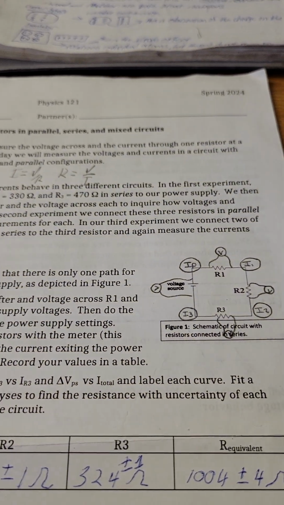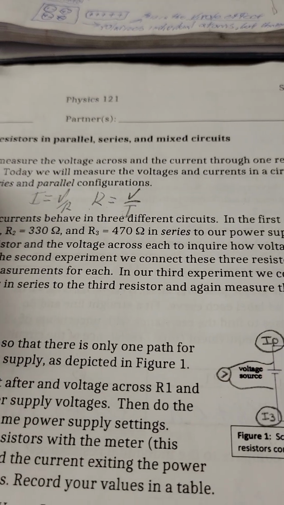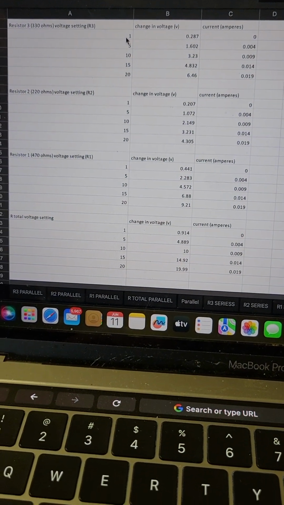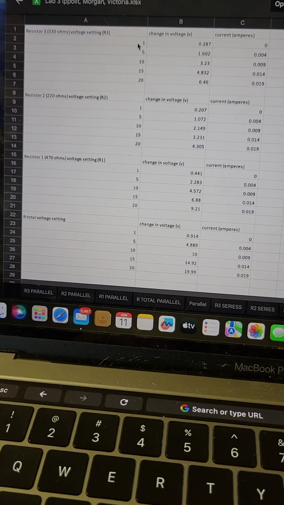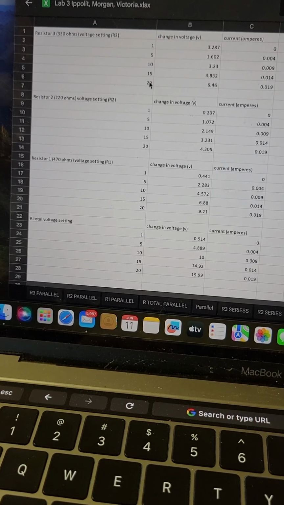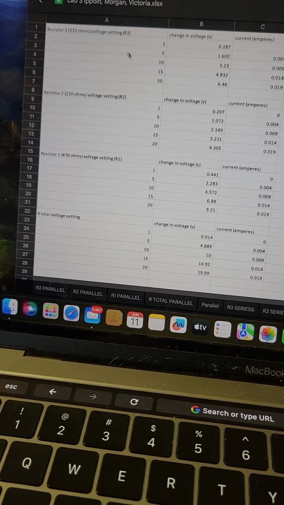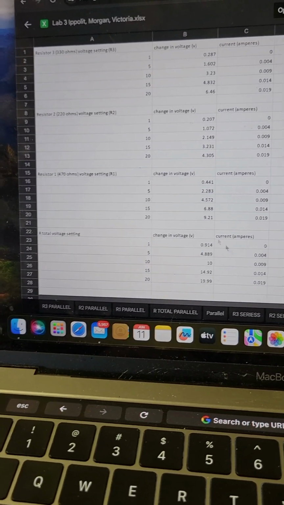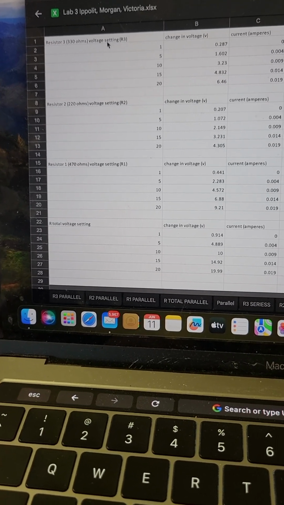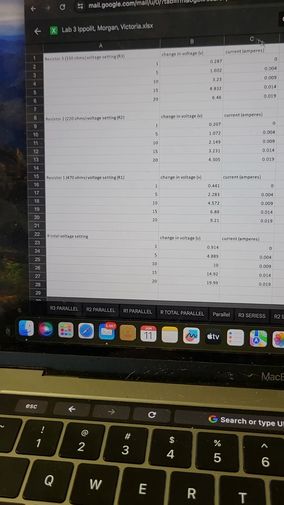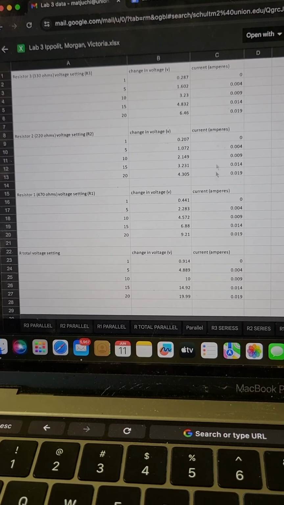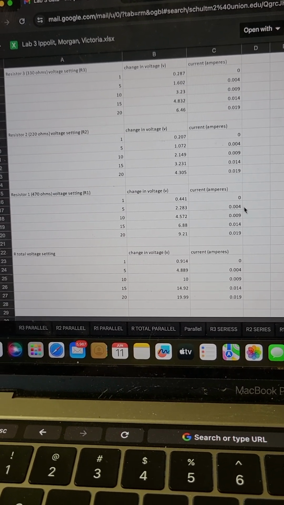Now looking at how these three resistors are able to act in series, we created a graph and got point collections on voltage settings. Our voltage settings were 1, 5, 10, 15, and 20 for each of the three resistors, and then we tried to figure out what the total would be. As you can see, as the voltage settings change, the current stays the same for all of these resistors. It does not matter the value of R, the current stays the same.